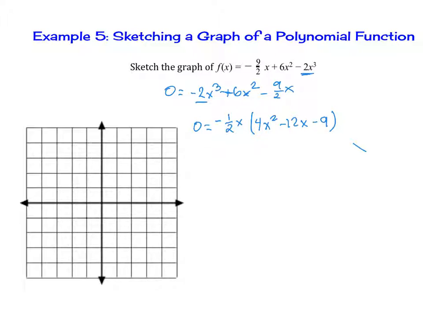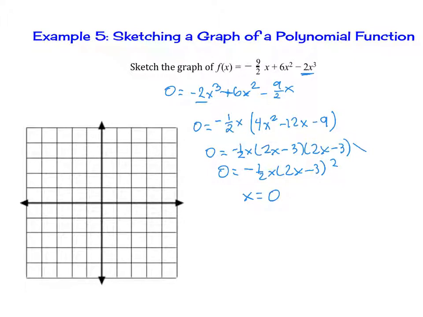So then let's find our zeros here. This is going to end up being 2x minus 3 times 2x minus 3, as that's how it factors, or -1/2 x times 2x minus 3 squared. So our zeros are at 0 and at positive 3/2, and at 3/2 I know that's a repeated root, so I'm going to bounce in some way. My leading coefficient tells me that it's odd and it's negative, so I know that it's going to go up on the left, down on the right.